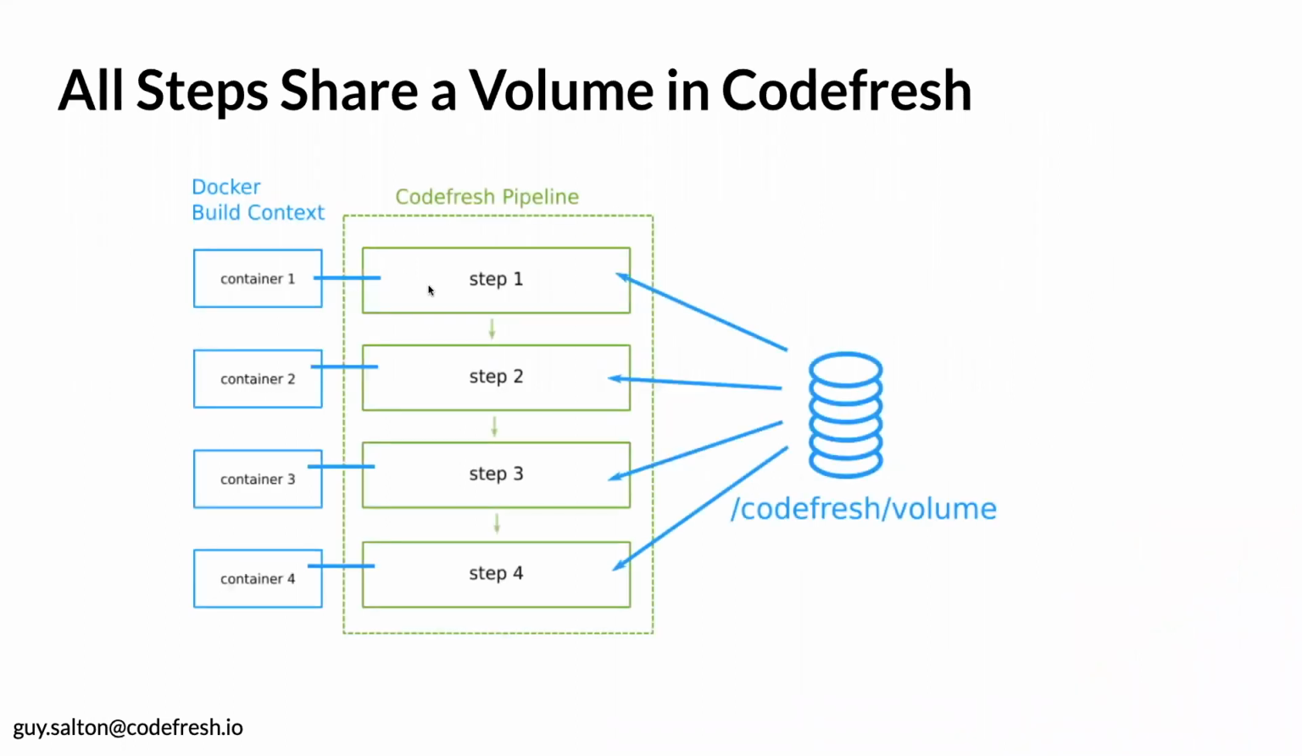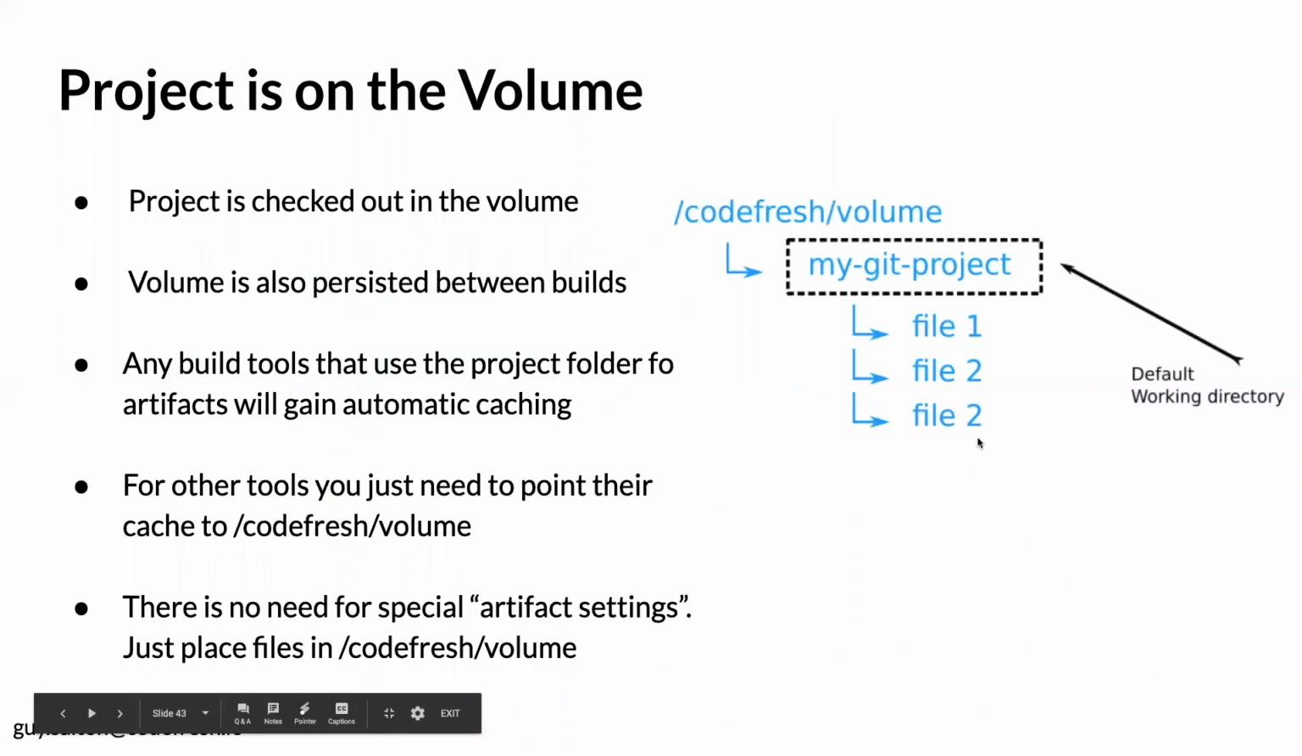With Codefresh, we're doing something completely different. Because we know that we're using containers and we know that containers have volume support, behind the scenes, completely automatically, with zero configuration required, we mount a shared volume between all of the pipeline steps. So each pipeline has its own volume. Now this volume also includes the project's directory itself.